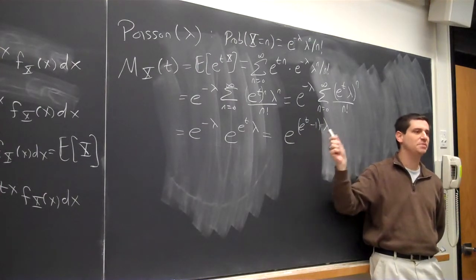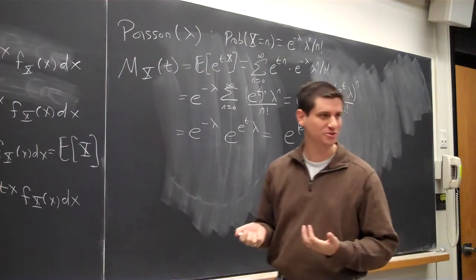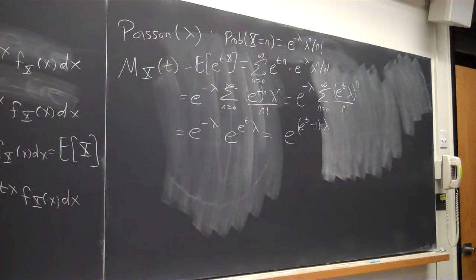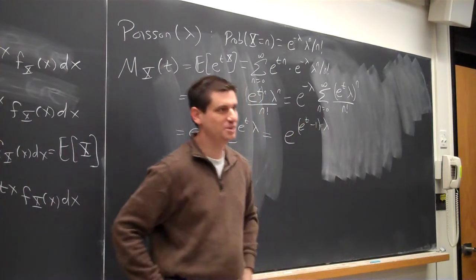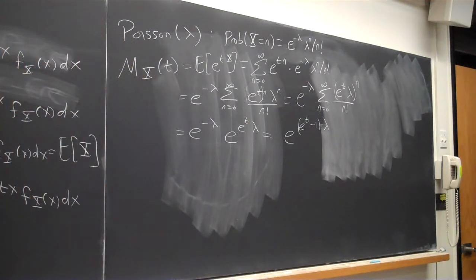You may have seen something like this in a Calc 1 class, where your professor is just trying to give you a nasty function to differentiate. This time, it's actually important. This is actually an important function that we need to understand. The moment generating function of a Poisson is a double exponential. How do we calculate the mean of the Poisson?